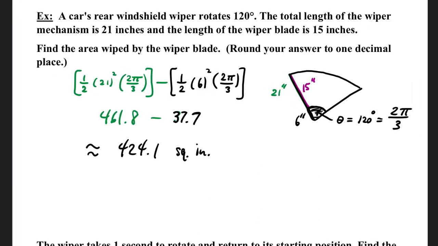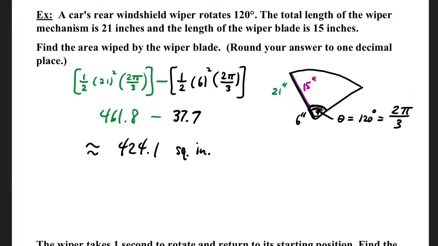A car's rear windshield wiper rotates at 120 degrees. The total length of the wiper mechanism is 21 inches. The length of the wiper blade is 15 inches, so that leaves a difference of 6 inches. Find the area wiped by the wiper blade.